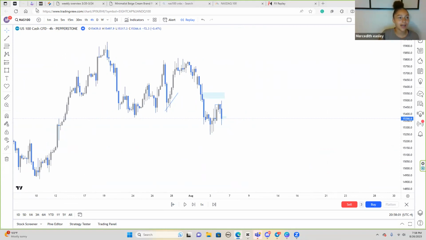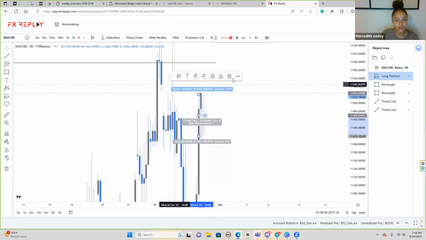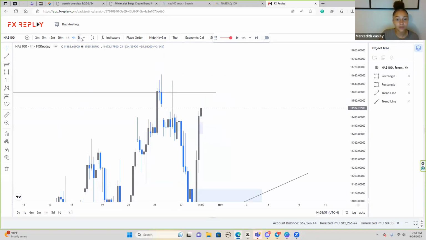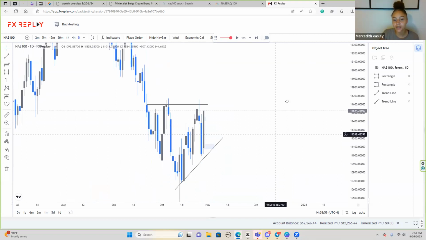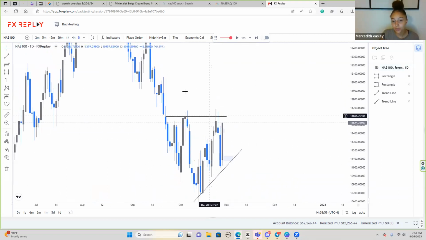Yeah, I showed my community this, I think a week or two ago. But yeah, you guys can see I pretty much stuck with the buys because on a higher time frame, price was failing to swing lower and there were buy stops above.